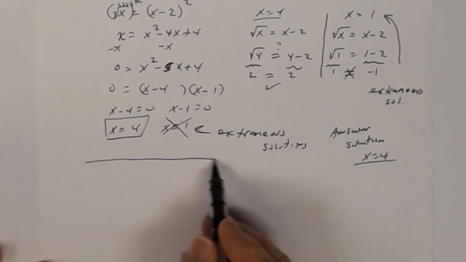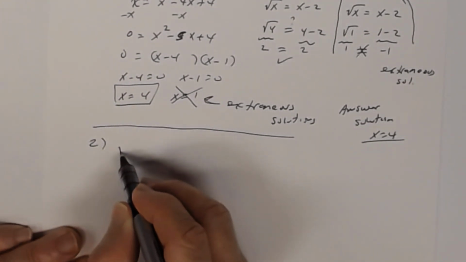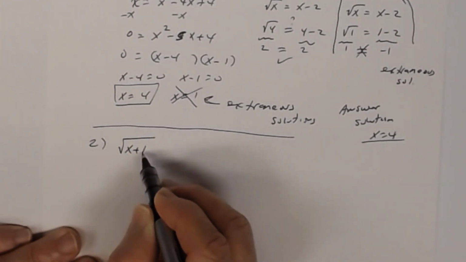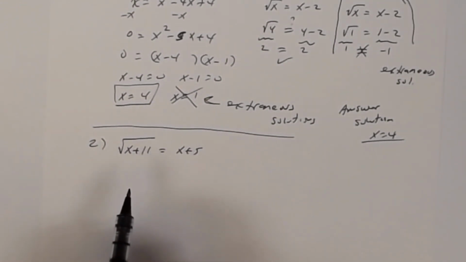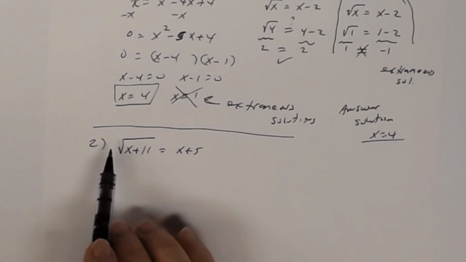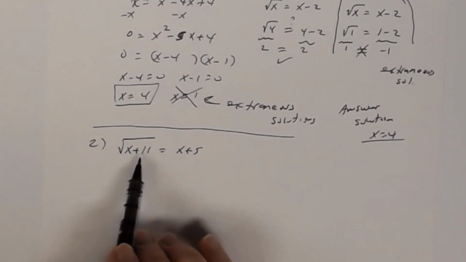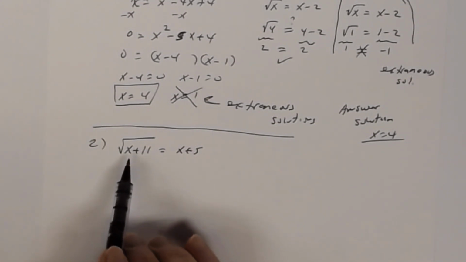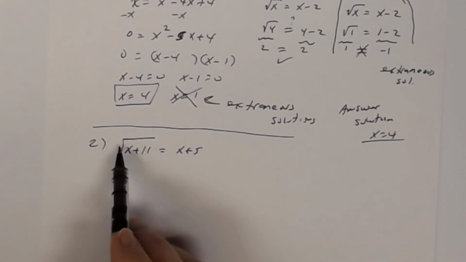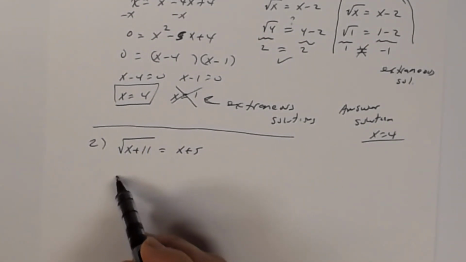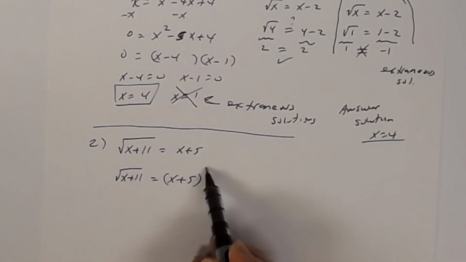All right, number 2. So number 2, we have the square root of x plus 11 equals x plus 5. And again, notice that the radical expression is by itself. So I have the square root by itself. And so to get rid of that square root symbol, since the index is 2, I'm going to square both sides. So I'm going to go ahead and rewrite this over, and now square both sides.